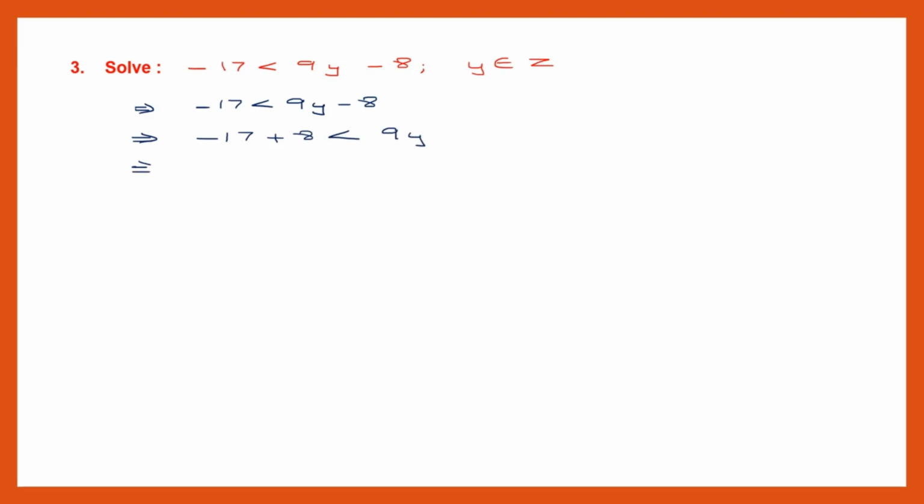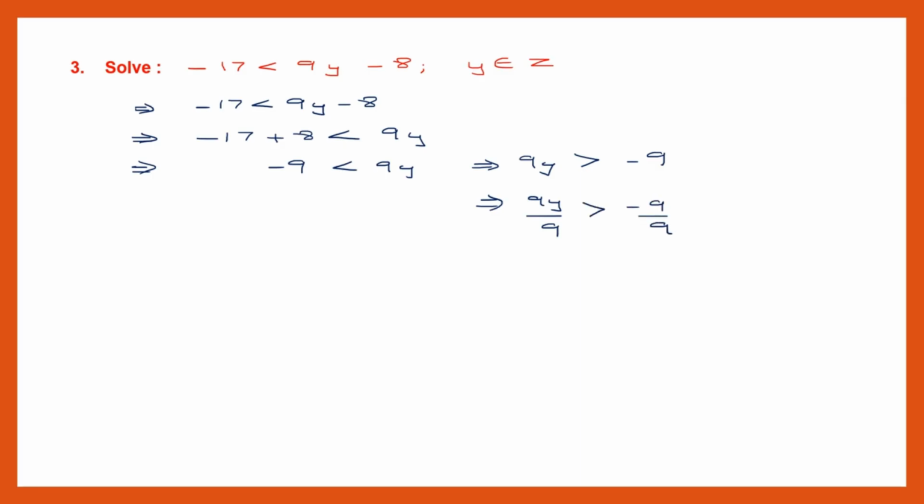So here what do we have? Minus 17 plus 8 is minus 9. Minus 9 is less than 9y, or you can write that as 9y is greater than minus 9. Now here we have to have only y, so let's divide both sides by 9. So this will be 9y divided by 9, greater than minus 9 divided by 9.